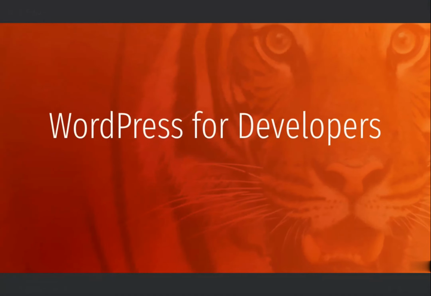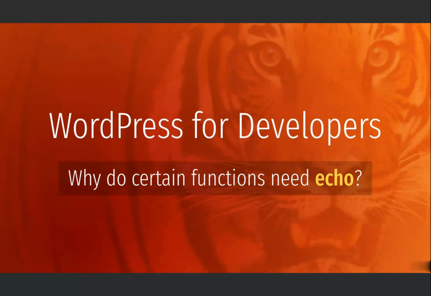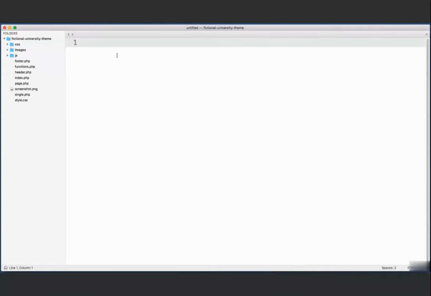Hello everyone. Let's take a quick break from our project to answer one of the most common PHP questions. And that is, why do certain functions need to be echoed while other functions don't? In order to understand the answer to this, let's write a couple of functions together right now.